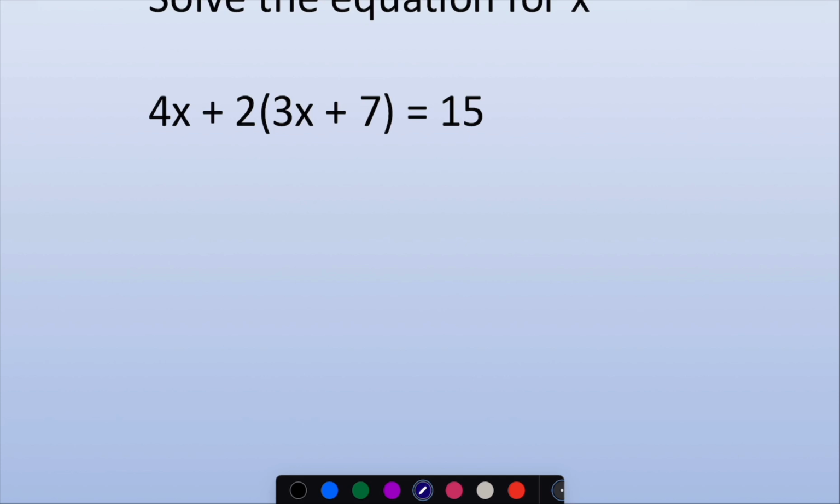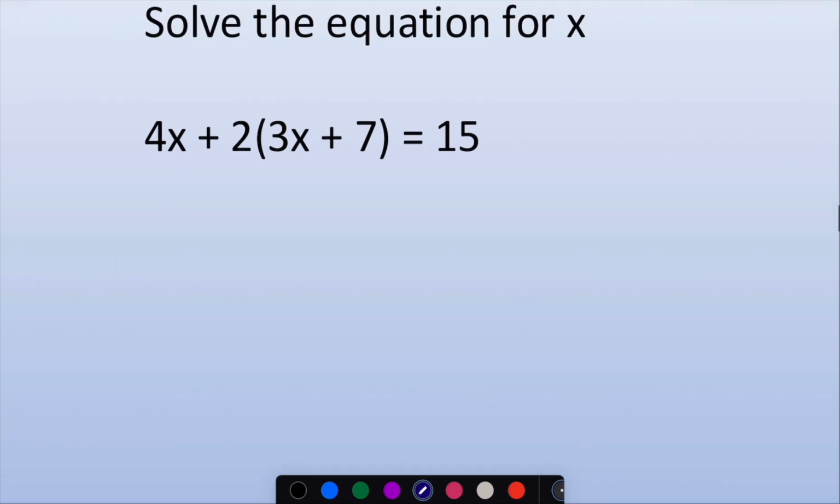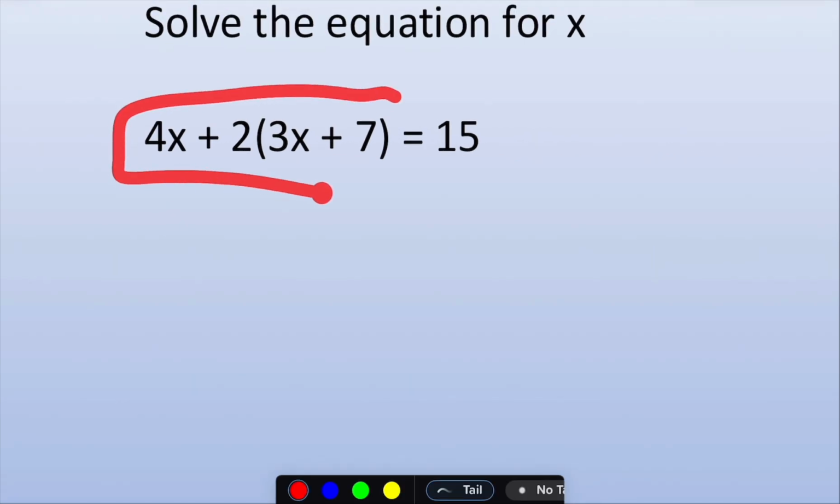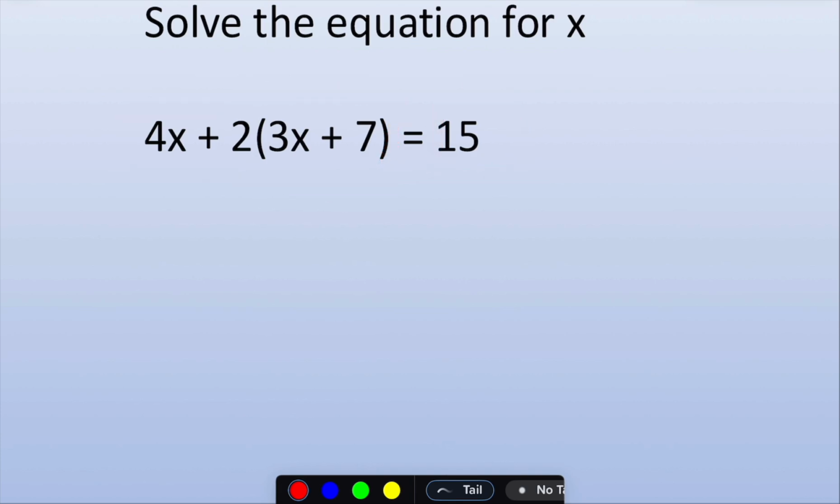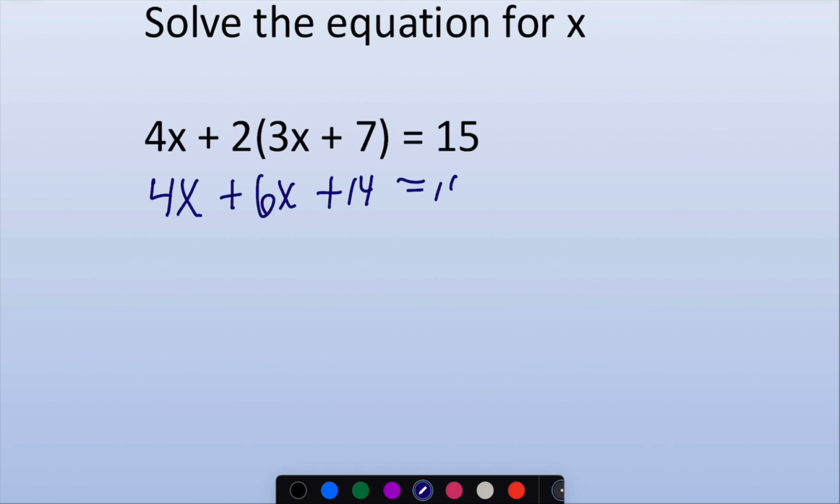So what I would say here is, let's treat each side as if it were an expression that we can simplify as much as possible. Okay, so that's 15. You can't do anything here, but we have lots of things we can do here. So the first thing I'm going to do, like some of the expressions we saw earlier, I am going to distribute. I'm going to get 4x plus 6x plus 14 equals 15.